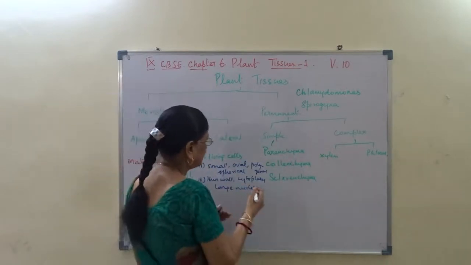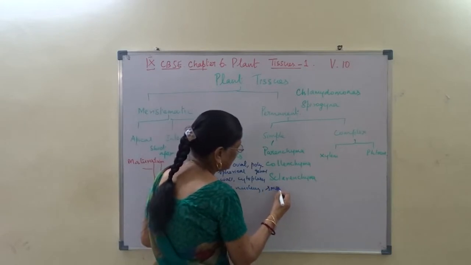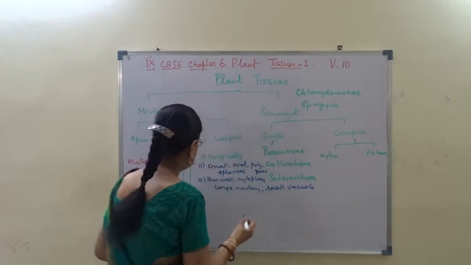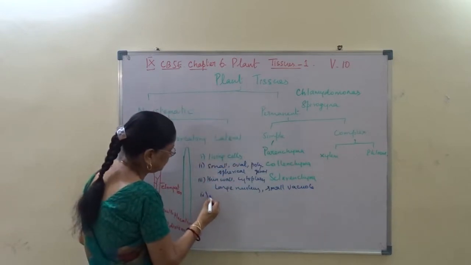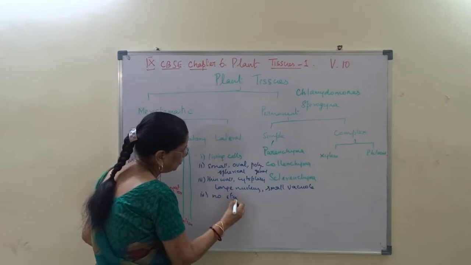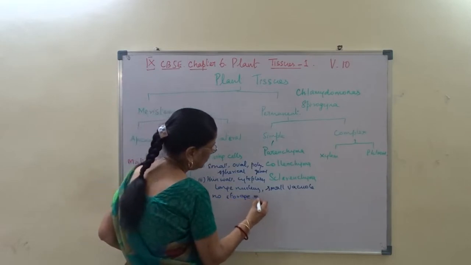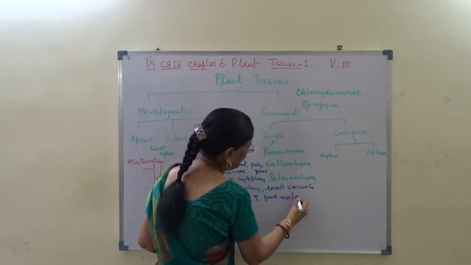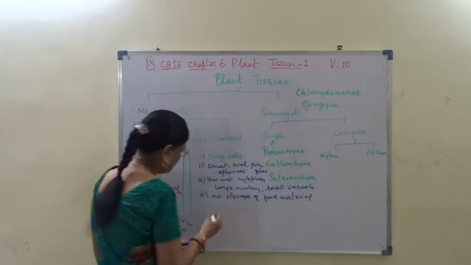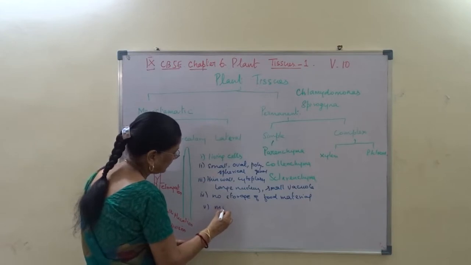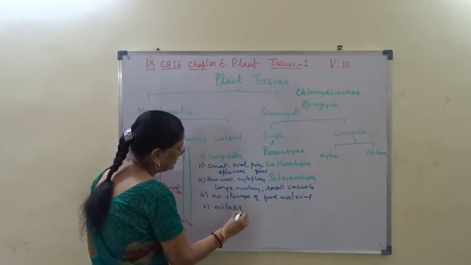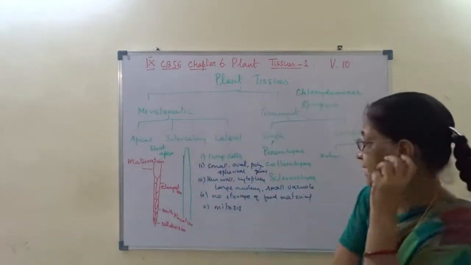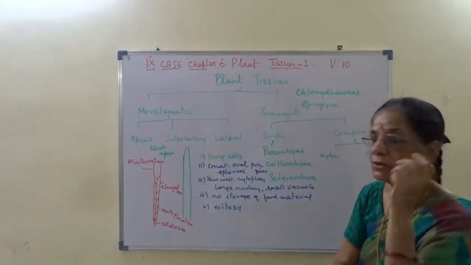Okay, so I write: large vacuole, small vacuole, large nucleus, and no storage of food material. No storage of food material, and it divides by mitosis. So these characteristic features you should know.